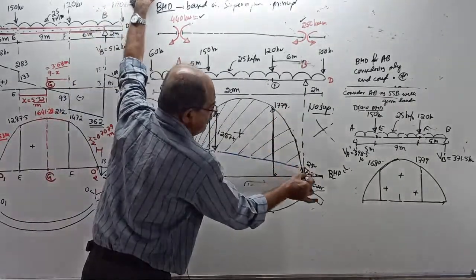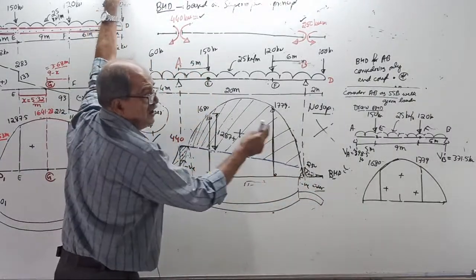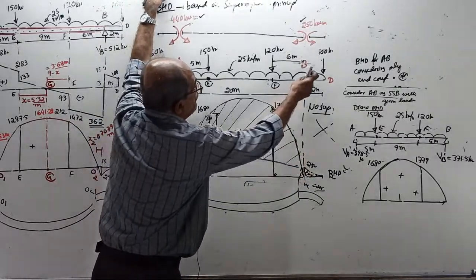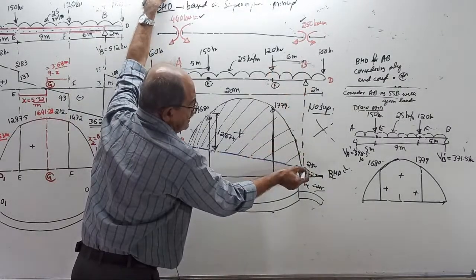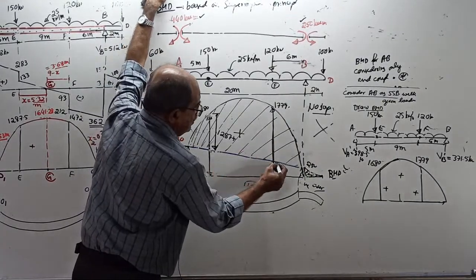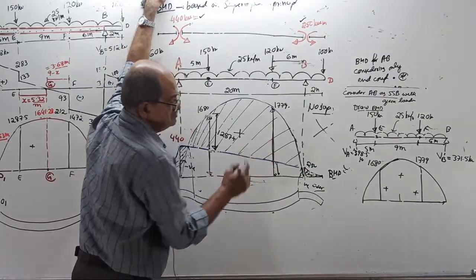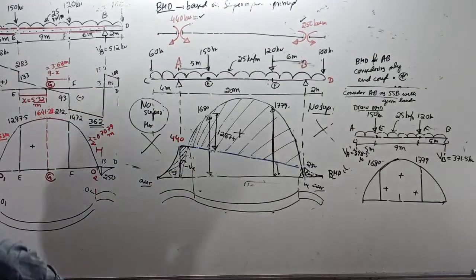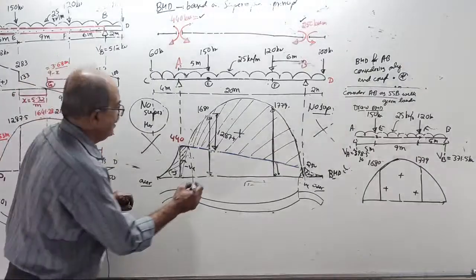This is 250 for a length of 20 meter. From that side, if you come by 6 meter, it will become a little more than 250. Tell me, what is this value? It is all extra information, if you want it.